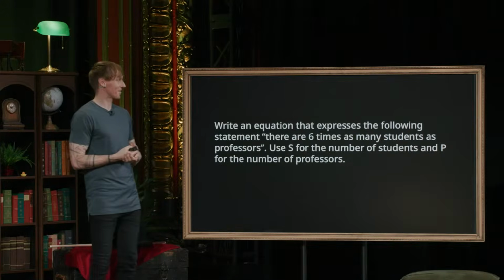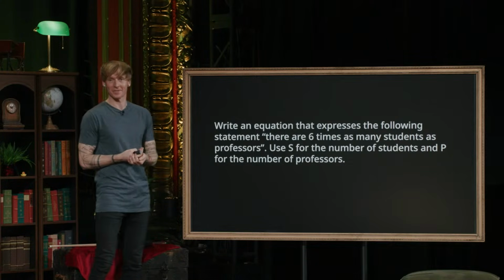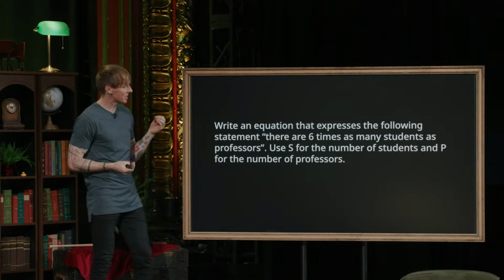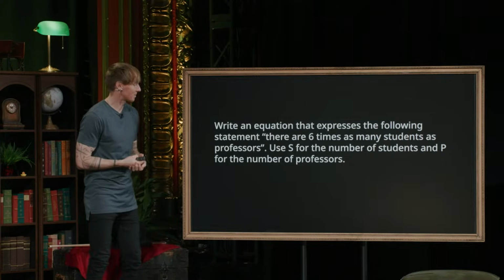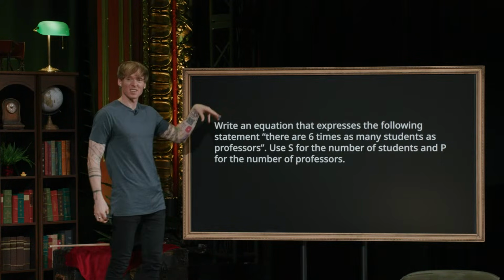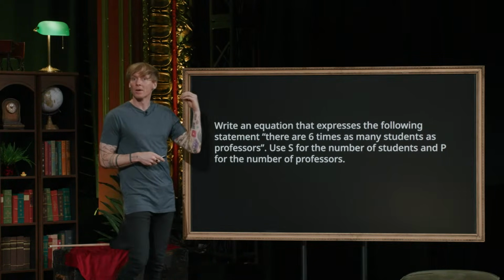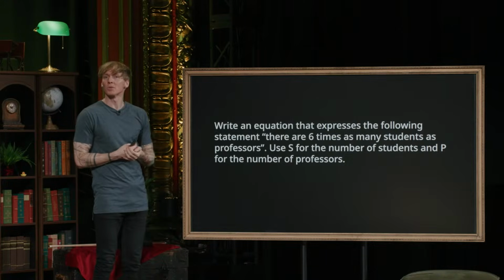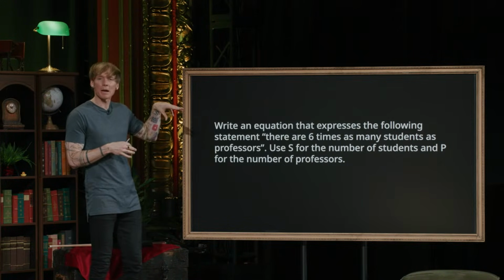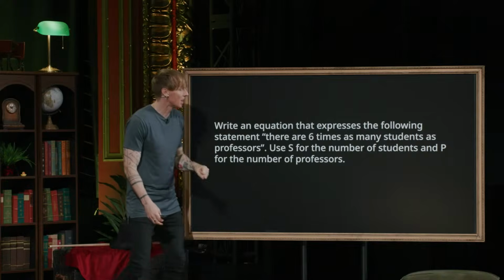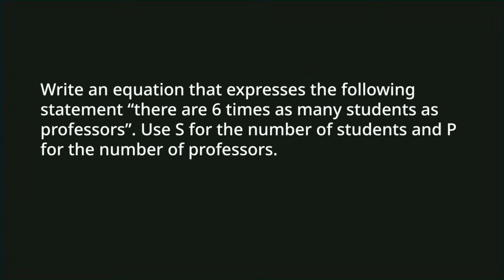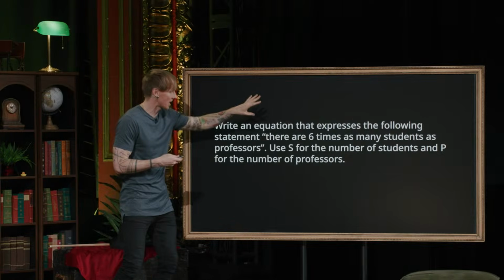Write an equation that expresses the following statement. The statement is, there are 6 times as many students as professors. We will use s as our variable to represent the number of students and p for the number of professors. So looking through this statement, there are 6 times as many students. So 6, and then we've got students, which we know to represent with s. And then we've got professors, 6 times as many students as professors. So perhaps our first thought here might be to say, well, it goes 6, then s, then p.